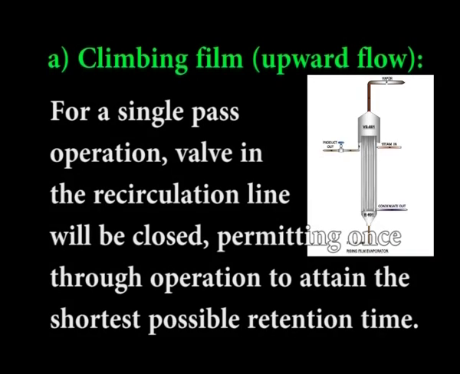Under long tube vertical evaporators, especially the climbing or rising film evaporator, where the flow is upwards, these are useful for a single pass operation where the valve in the circulation line will be closed, permitting once through operation, attaining the least possible retention time. This is effective where a high degree of evaporation is not required. However, climbing film evaporators are often operated as circulation units.